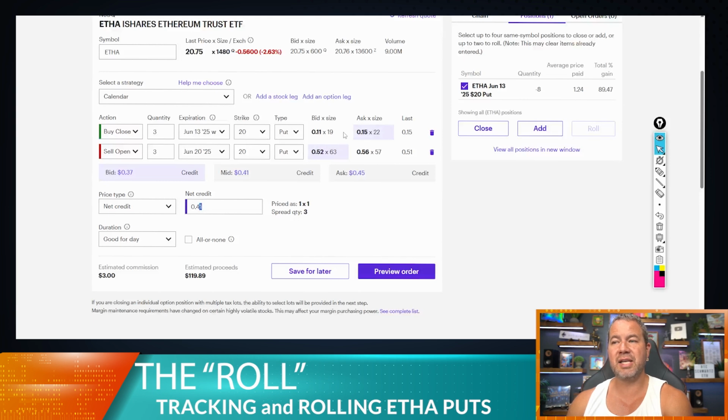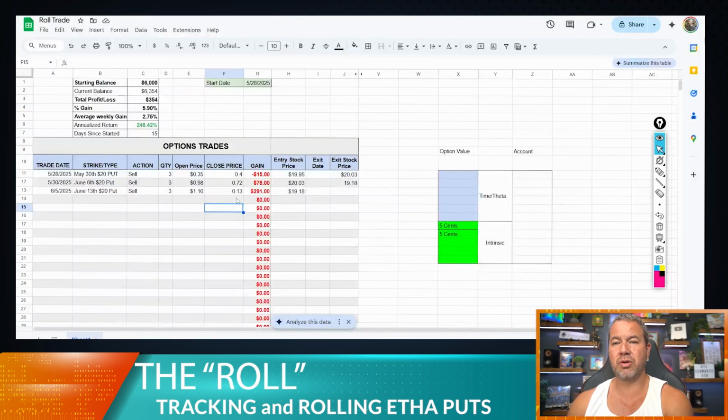What that does is it takes it in the middle at 13 cents, and it takes it in the middle here and puts you at 54 cents, okay? And then it gives you a net credit of 41 cents. So that way you're buying to close your $13. So I'd buy this one to close at 13 cents.